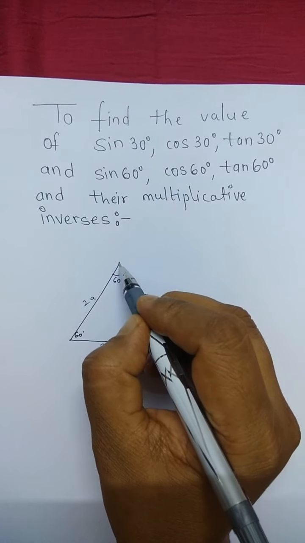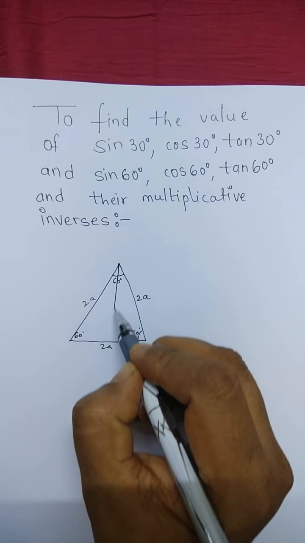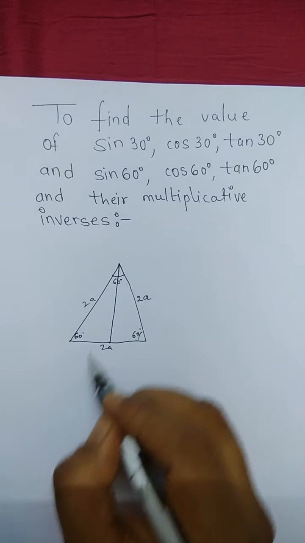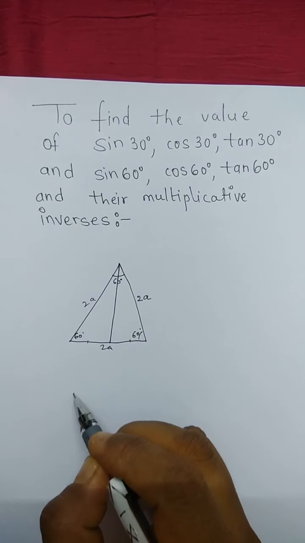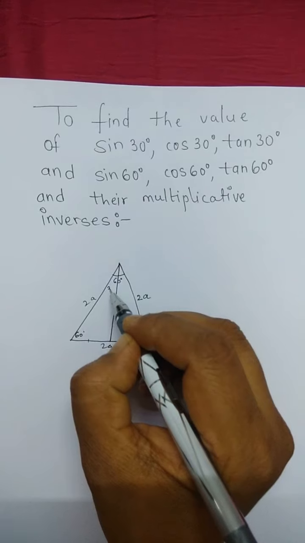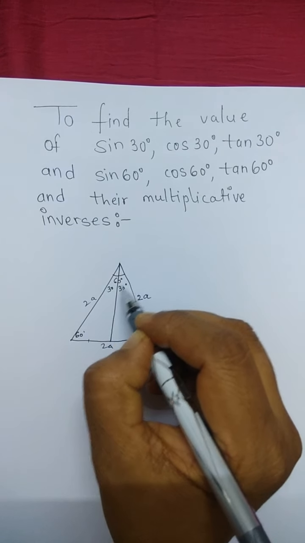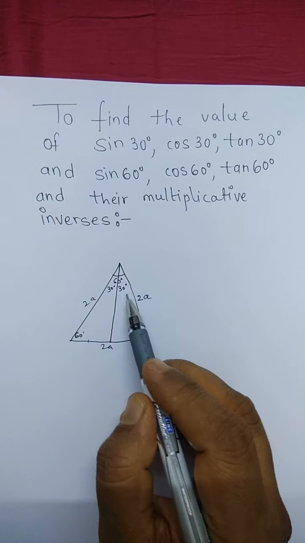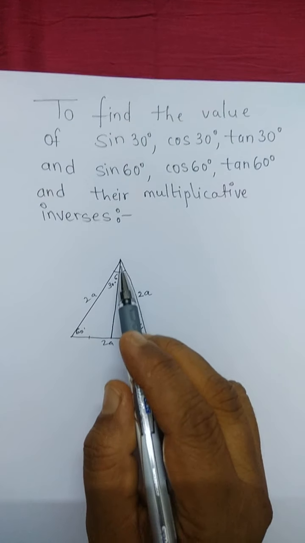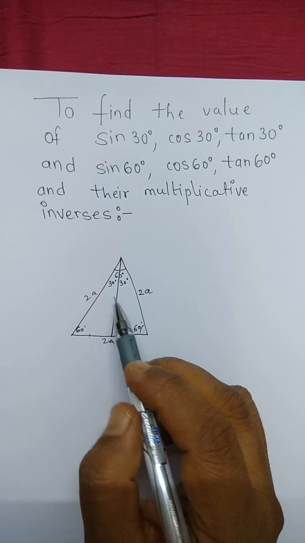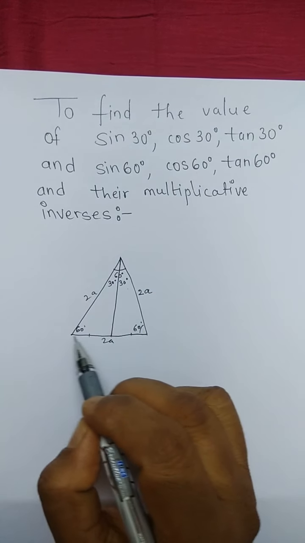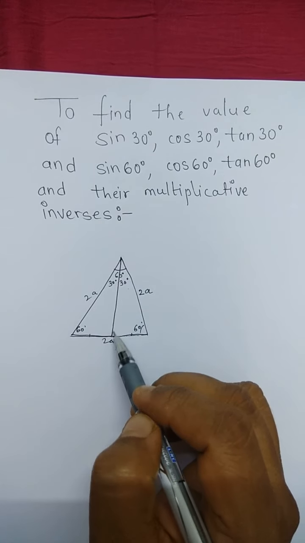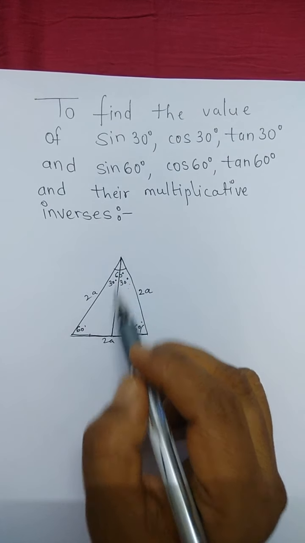Now, construct a perpendicular bisector. It is median also for equilateral triangle. It divides the side into two equal parts and it divides this angle also into two equal parts. So, this median is angle bisector also. So, the perpendicular bisector for this side and angle bisector for this angle. Okay, so this is the median.